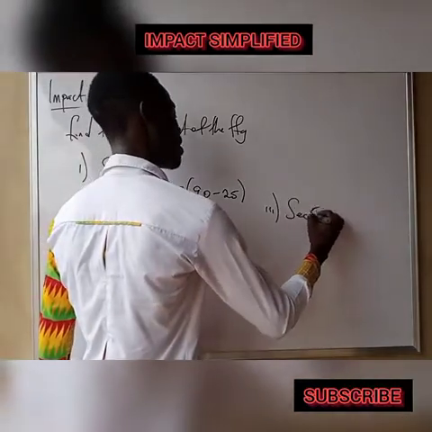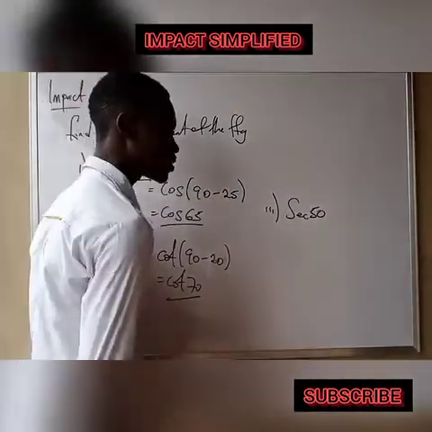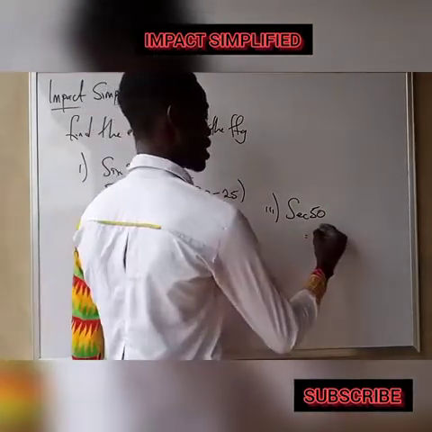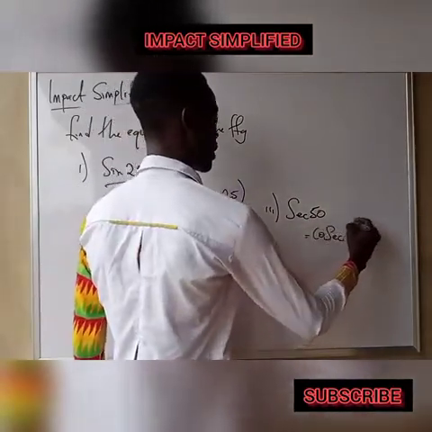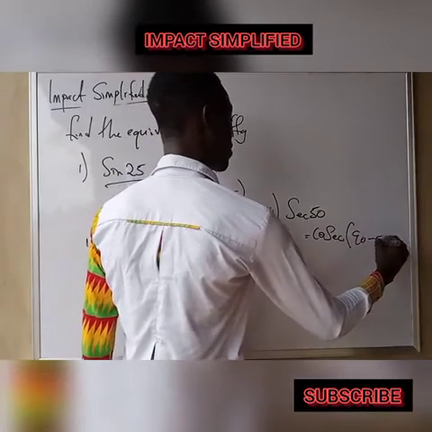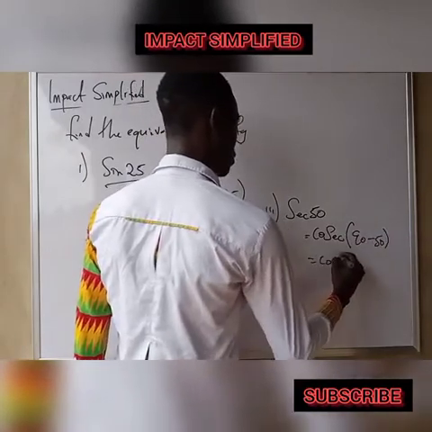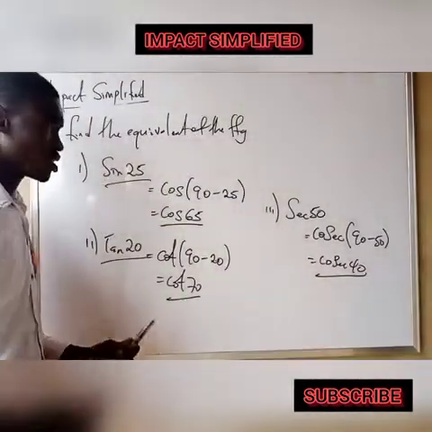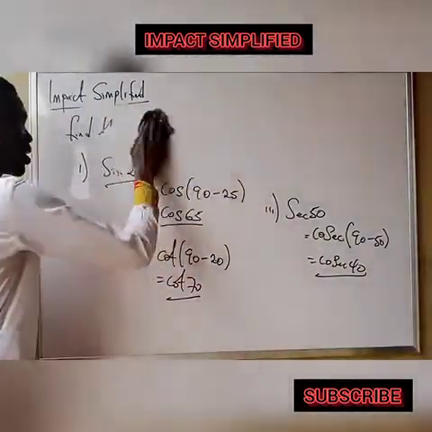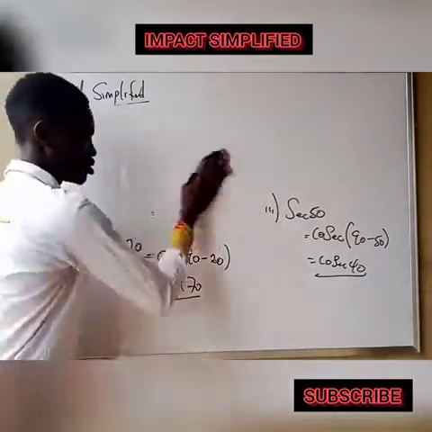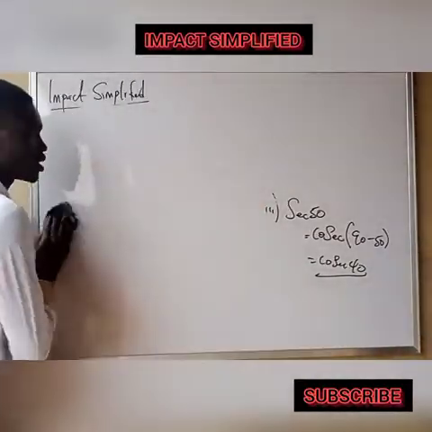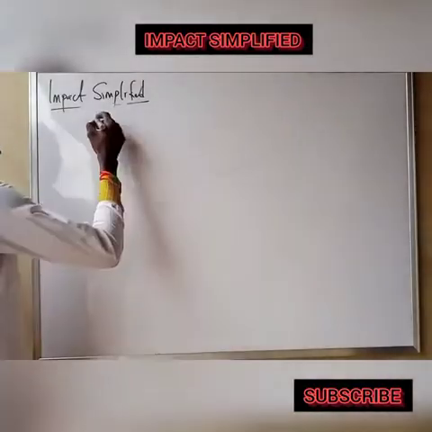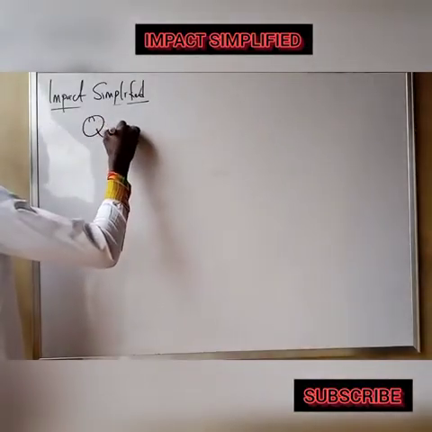And also let us look at this. What is the equivalent of sec 50? So what is the complementary of sec? That will give us cosec. And that will give us 90 minus 50. And that will give us cosec 40. Do we get that? It's simple. And that is all about complementary angles. Now, let us move on again. And we will now look at the basis of quadrants.